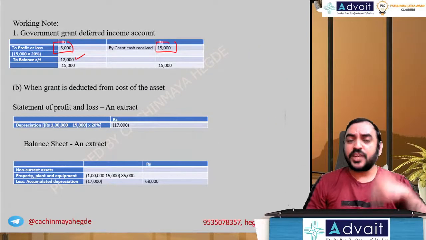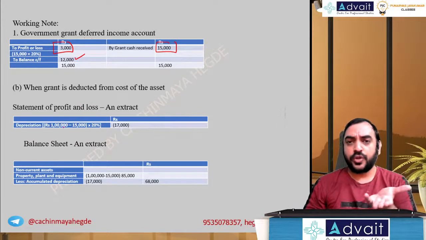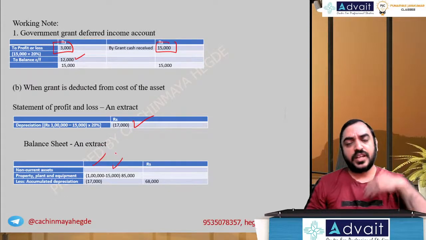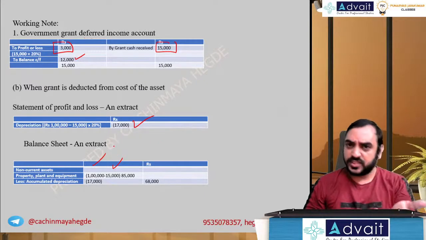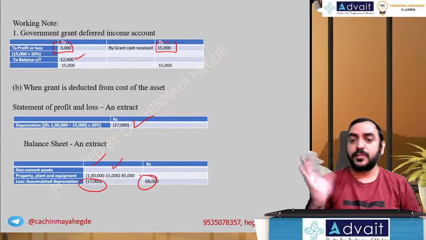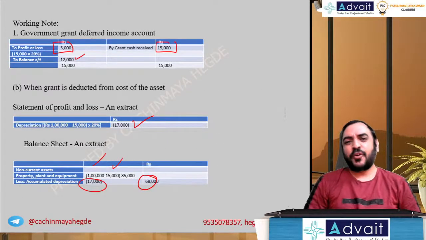If it is deducted from the cost of the asset, then straightforward depreciation, not 20,000. How do we calculate? 1 lakh minus 15,000 at 20%. The net amount I showed you already, 17,000. And in the balance sheet, 1 lakh cost of the asset, 15,000 grant subtracted, 85,000 is the net cost, and depreciation 17,000. The balance 68,000 comes in the balance sheet. So that's the very straightforward one.